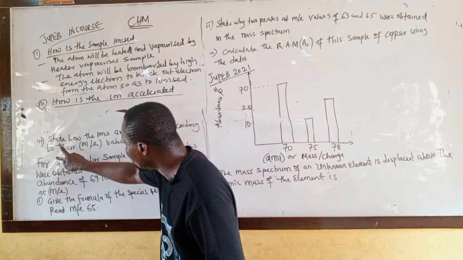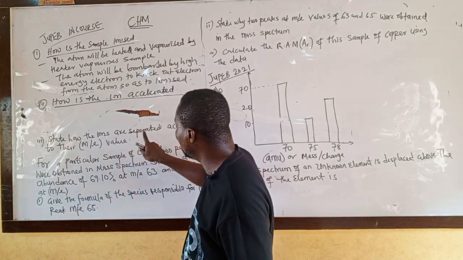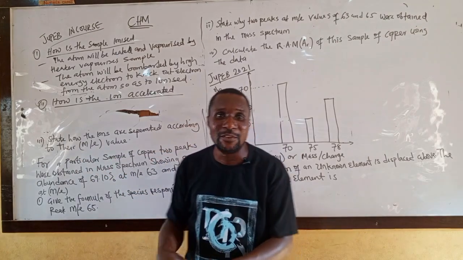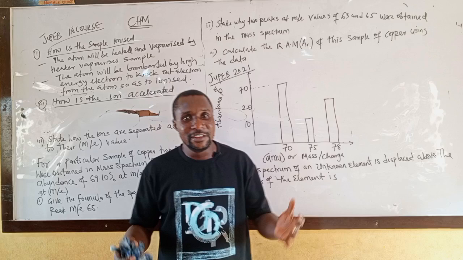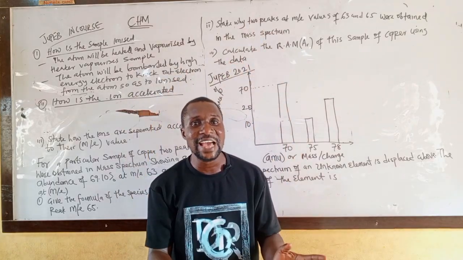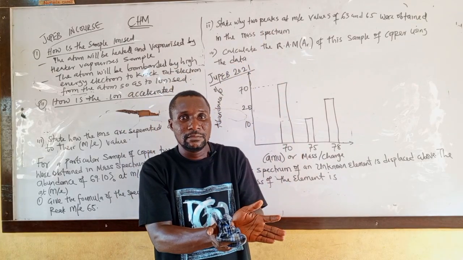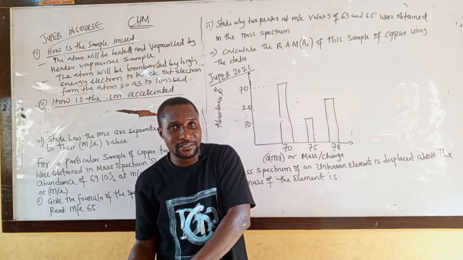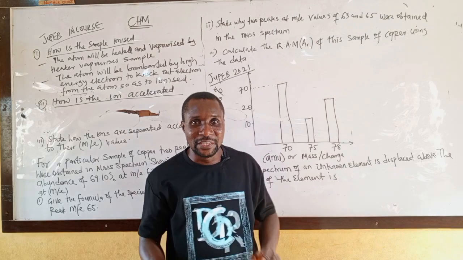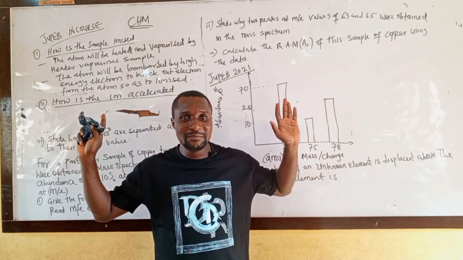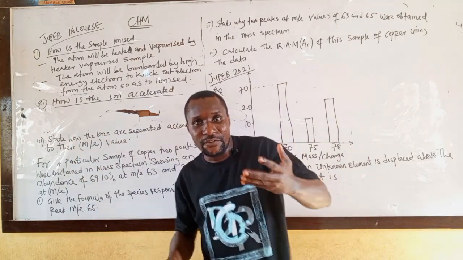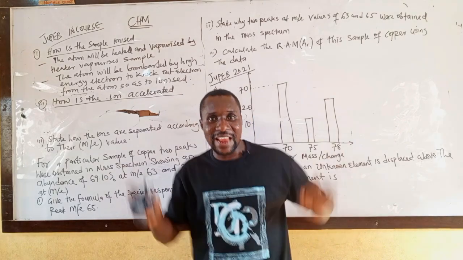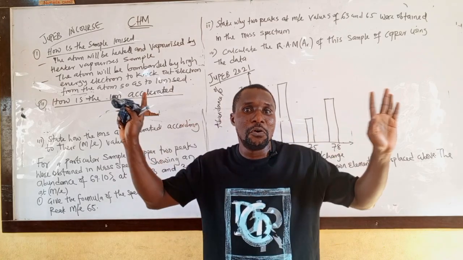Then the third one: state how the ions are separated according to their mass to charge value. Very easy. The one that has higher mass, that is heavy, will be deflected less. The one that is light will be deflected more. The copper that is heavy will be deflected less, and the copper that is light will be deflected more.